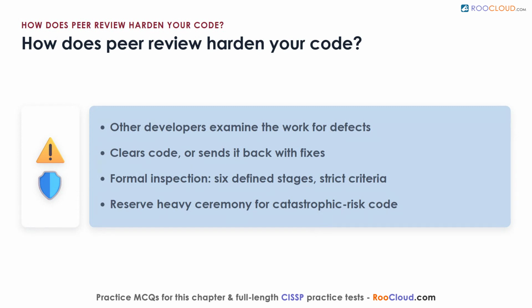In a code review, developers other than the author examine the work for defects. The review either clears the code for production or sends it back with fixes to make. The most rigorous version, a formal inspection, follows 6 defined stages, from planning through follow-up, each with strict entry and exit criteria. Reserve that heavy ceremony for code where a flaw could be catastrophic. It is the difference between a quick proofread and a full editorial board.